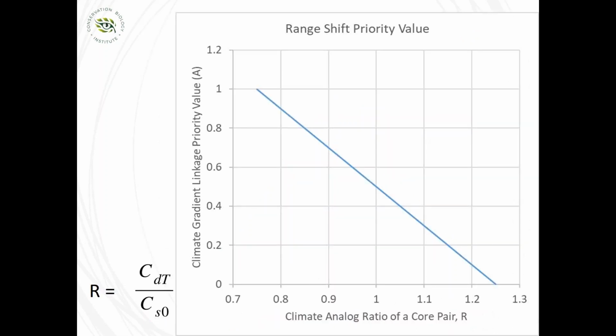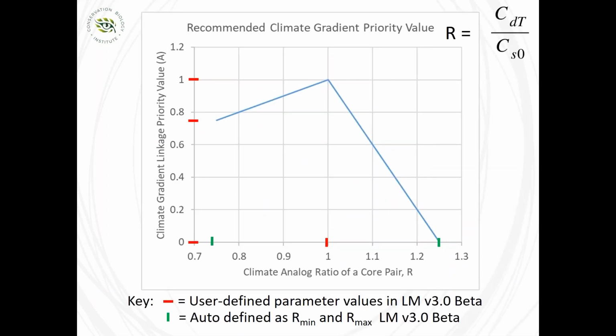And then the range shift priority value looks like this. It's actually a very different curve. And this is also used elsewhere. And this was used in version 2.0 of Linkage Mapper. And so what we recommend is that actually as a starting point for any given landscape, you can have a curve that's a relative blend between the two. And I didn't point out very clearly that each assumption has its benefits, but also its costs, questionable assumptions.